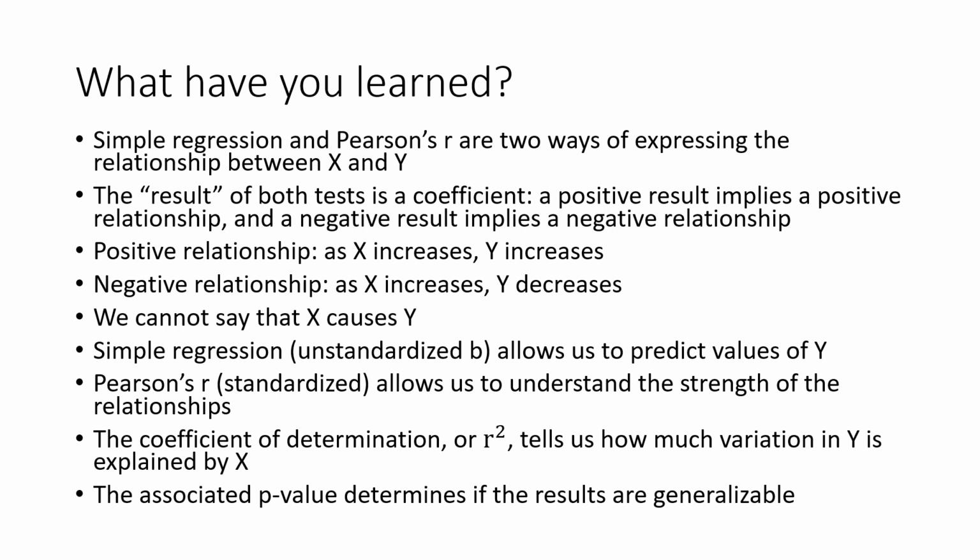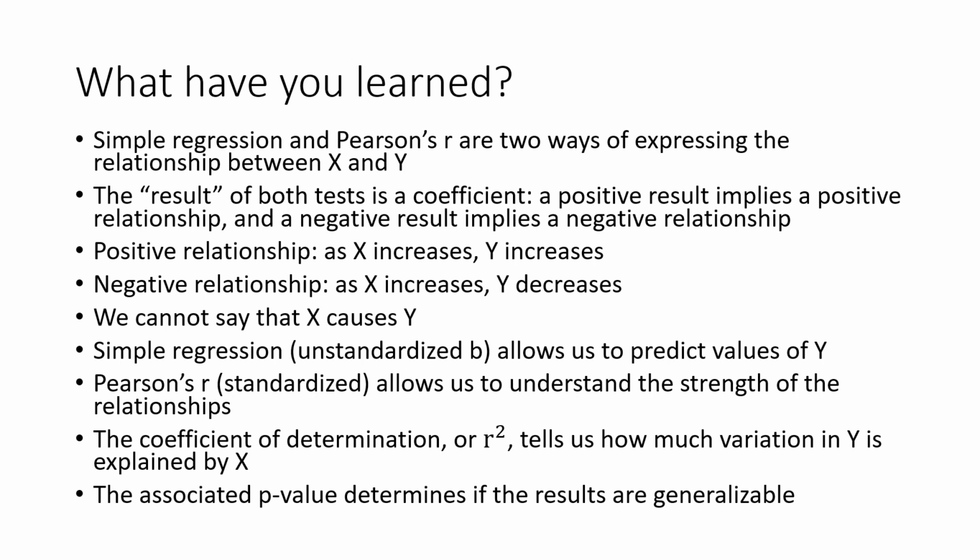So a positive result implies a positive relationship between x and y, and a negative result implies a negative relationship between x and y. And you'll remember that a positive relationship means that as x increases, y also increases, and a negative relationship means that as x increases, y decreases. But remember, we can't say that x causes y. We can say that x is associated with y or related to y, but we want to avoid the language of causation.